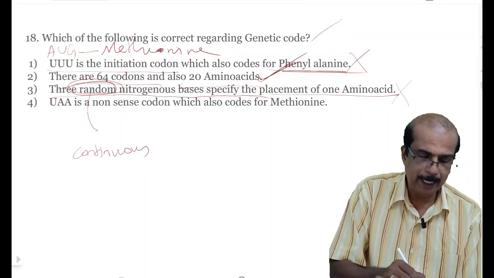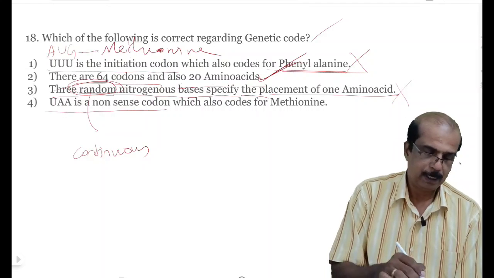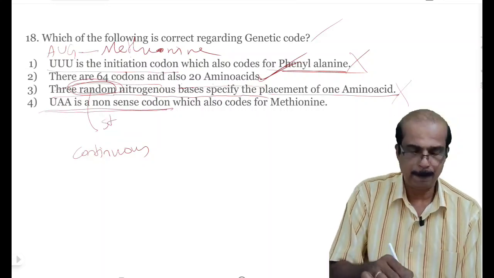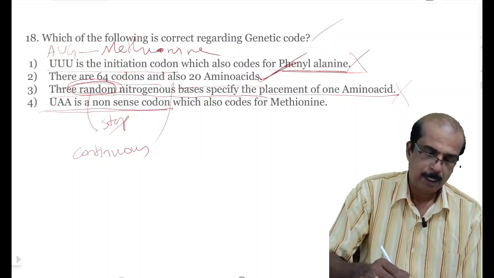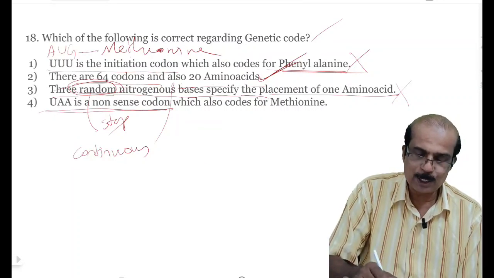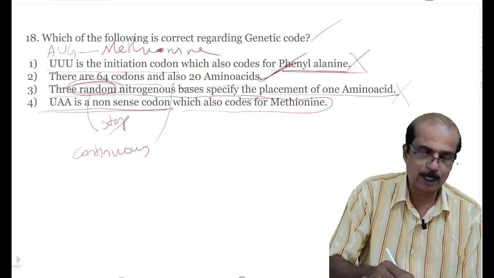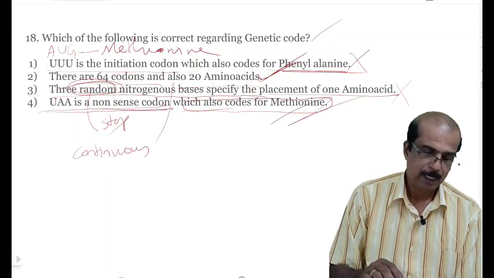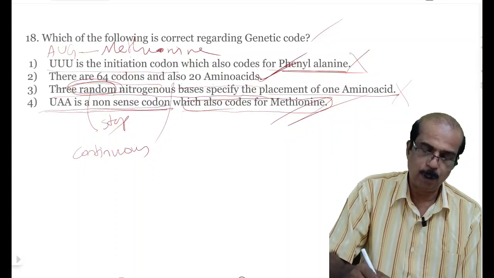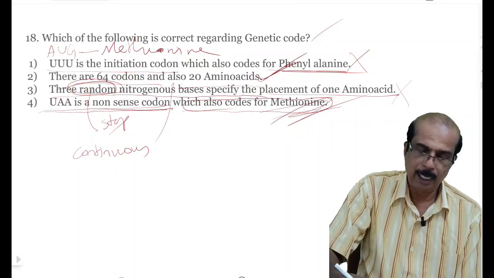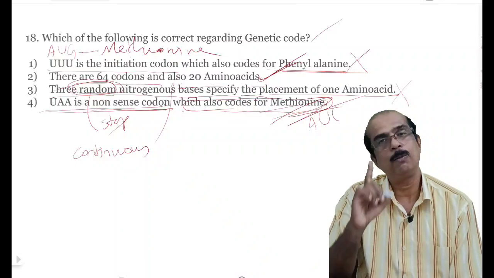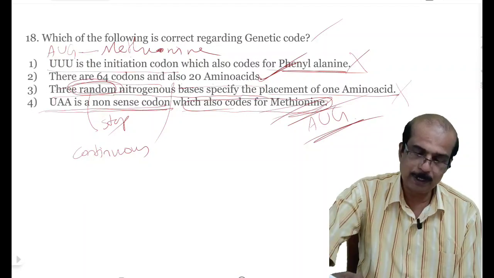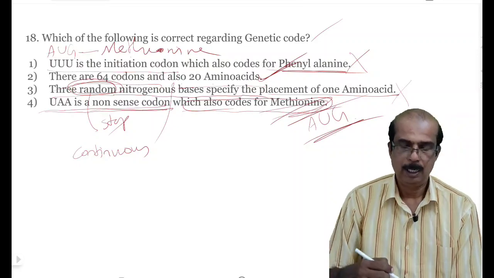Fourth option: UAA is a nonsense codon, or UAA is a stop codon. Up to this, the statement is correct. Read the remaining: which also codes for methionine. Nonsense codons do not code for amino acids. Methionine has only one codon, that is AUG, and not UAA. So the fourth statement is also wrong.